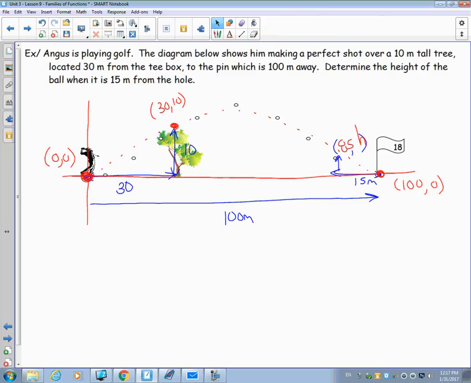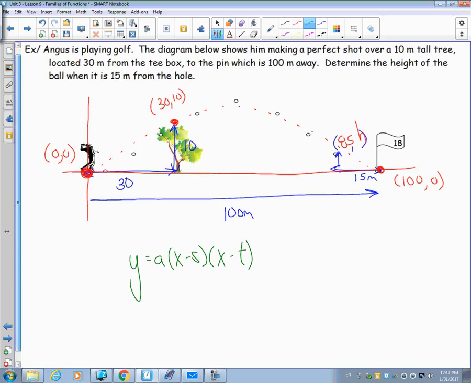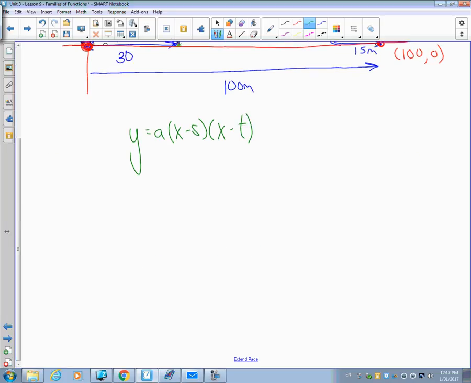zeros. That suggests to me I use factored form. So y equals a bracket x minus s, x minus t. They don't have to use this form, but I don't really know any other information. I don't know the vertex. I don't know the height of the ball. The tree is not the vertex. It goes past the tree. You can see in the picture. So it really suggests we should use this factored form.